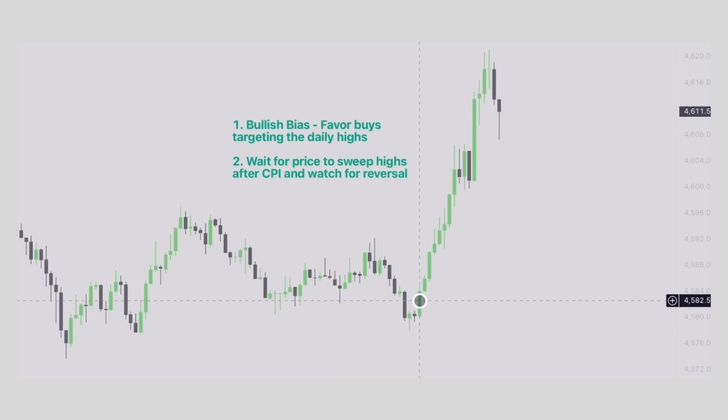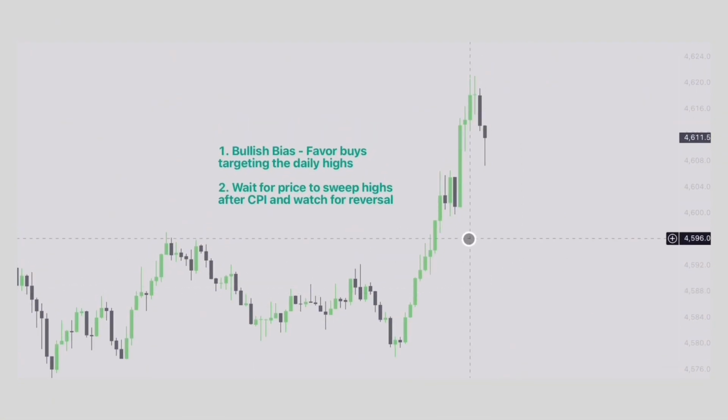Now here's a change in state of delivery. We also get a structure shift. And all I'm thinking to myself is, okay, we've just swept liquidity going into the New York session. We've got our structure shift, got our change in state of delivery. What's my target going to be? And so, like I mentioned previously, the target's going to be the daily high, right?